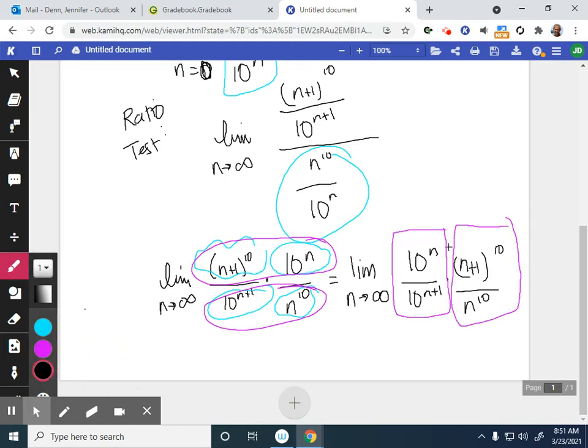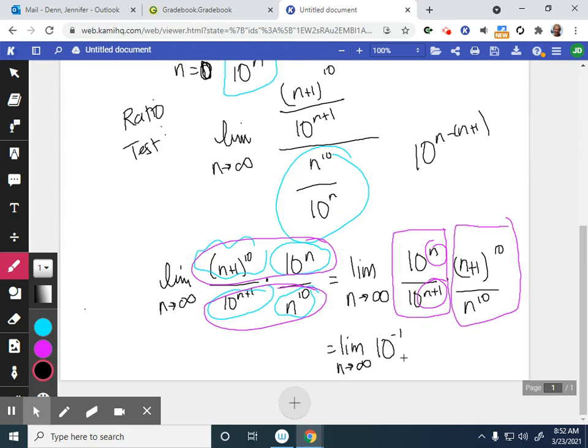So with the 10 to the n and the 10 to the n plus 1, let's reduce that. And I end up with, look at my powers. I have an n and an n plus 1 I'm going to subtract. So I end up with 10 to the negative first. I hope that makes sense. I'm taking 10 and I'm going n minus n plus 1. So I've left 10 to the negative first.